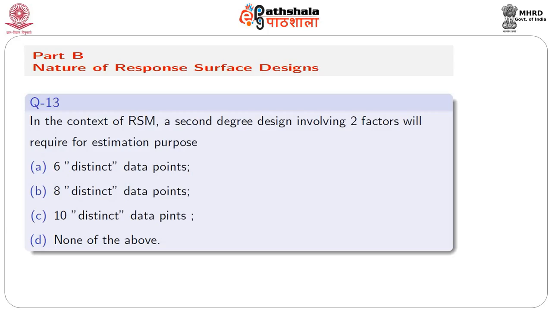Here also in the context of RSM, a second degree design involving 2 factors will require for estimation purpose 6 distinct data points, 8 distinct data points, 10 distinct data points, or none of the above. We have got 2 factors. This we resolved earlier. It is a second degree. So we are talking about beta 1, beta 2, beta 1 1, beta 2 2, beta 1 2. 5 plus alpha, 6. We need at least 6 distinct data points. That is the whole idea. So A is the correct answer.